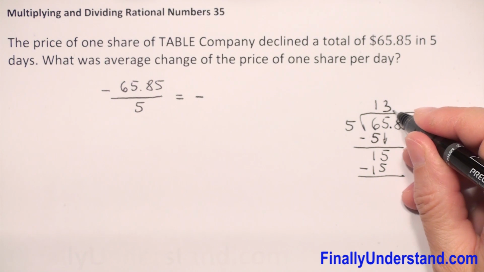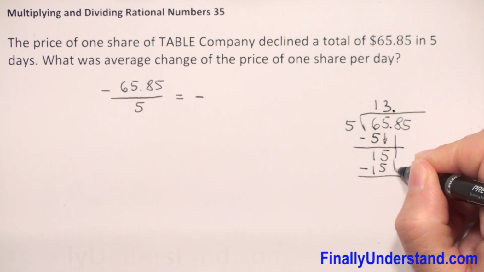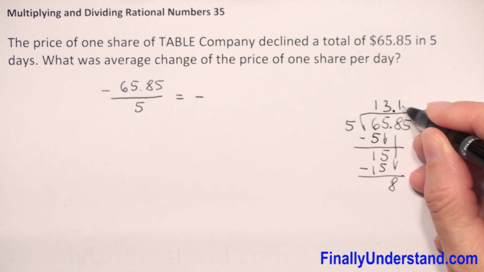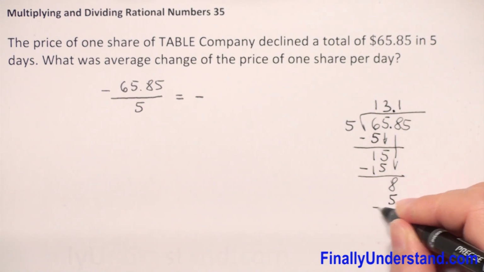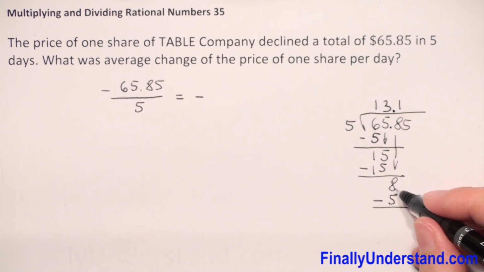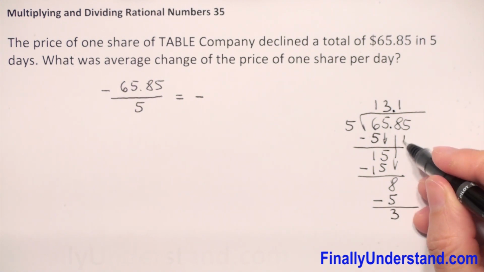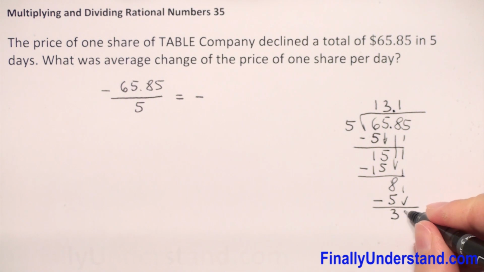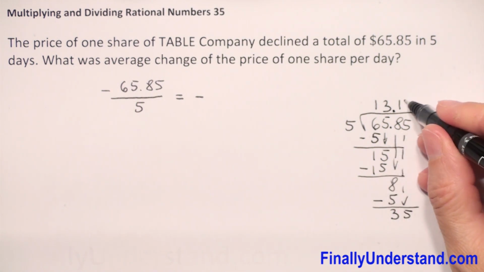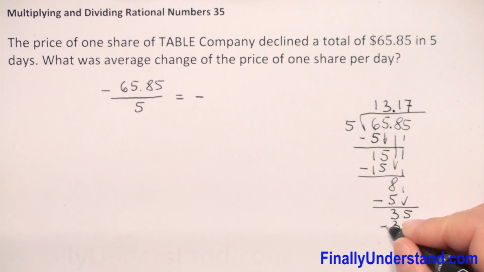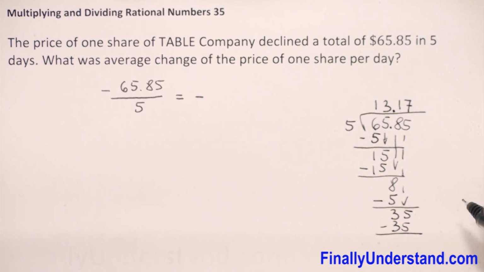We put the decimal point and take down the next digit. 8 divided by 5 is 1. 1 times 5 is 5. Subtraction. 8 minus 5 is 3. We take down the next digit, so it will be 35 divided by 5 is 7. 7 times 5 is 35. Subtraction. We finish the long division.